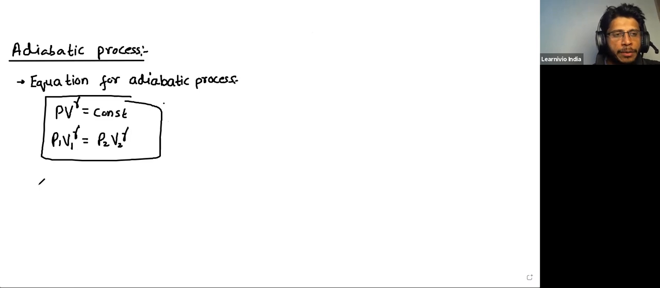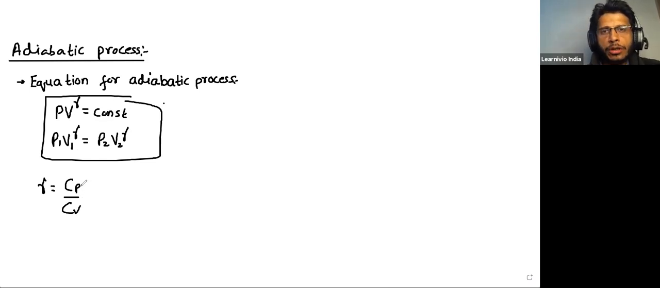Here gamma is the ratio of two specific heats of the gas: the ratio of specific heat at constant pressure and specific heat at constant volume, that's Cp by Cv. In numericals, gamma would be given. In KTG, we will see how to derive gamma. So this is the relation between pressure and volume.